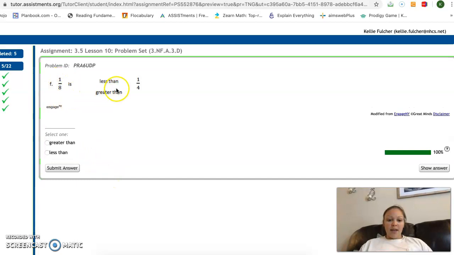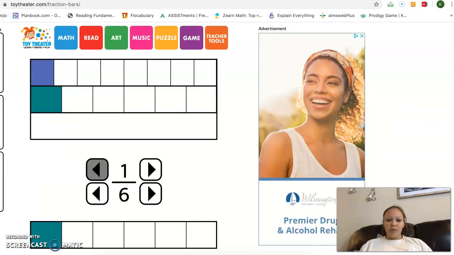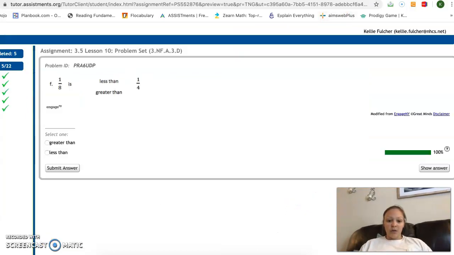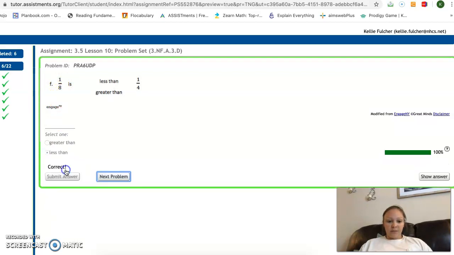Here we have 1/8 is less than or greater than 1/4. So I've already got my 1/8 up there. Here's 1/4. We can see that 1/8 is way smaller than 1/4. So 1/8 is less than 1/4. As you can see, the bigger the bottom number, the smaller the fraction is.